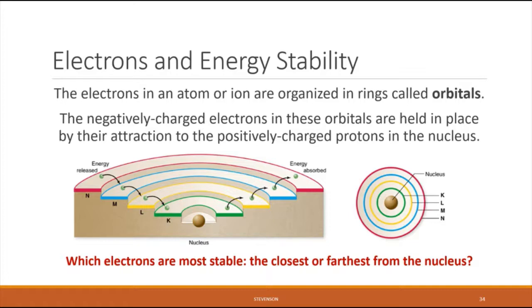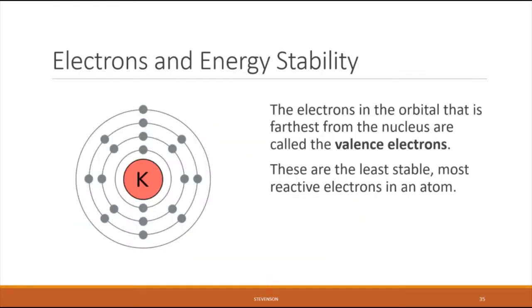Likewise, the ones that are farthest from the nucleus are the least stable because they have the lowest connection to the nucleus. We have a special term for the electrons that are found in the least stable outer orbital, and that is valence electrons. The electrons that are in the orbital that is farthest from the nucleus in any given atom are called the valence electrons, and these electrons are special because they are the least stable and therefore the most chemically reactive electrons in an atom. They are the most likely to be able to leave the atom and go initiate a chemical reaction with some other compound.